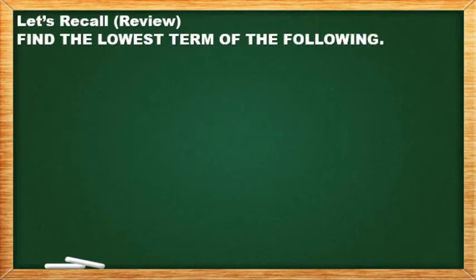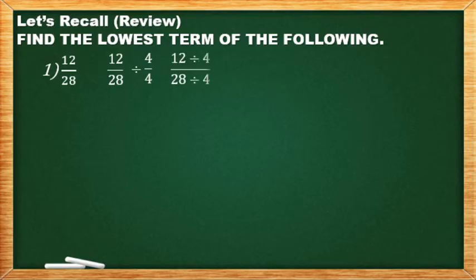Okay. Recall muna tayo on how to get the lowest term of the given fraction. Kasi related yung topic natin in simplifying rational algebra expressions sa fraction. So number 1, 12 over 28. Divide natin sa 4, which is the GCF ng 12 and 28. So 12 divided by 4 is equal to 3 and 28 divided by 4 is equal to 7. That's why we have 3 sevenths.